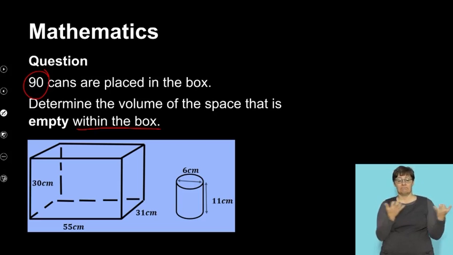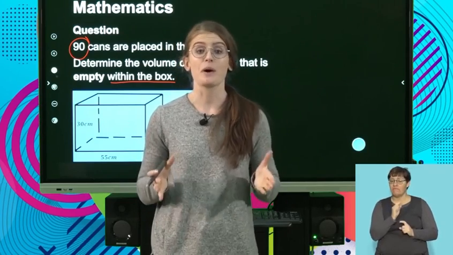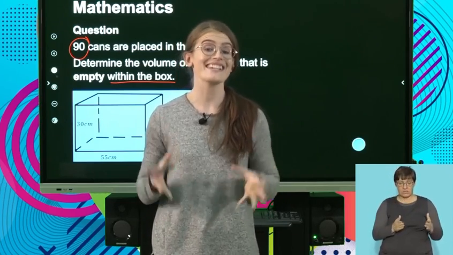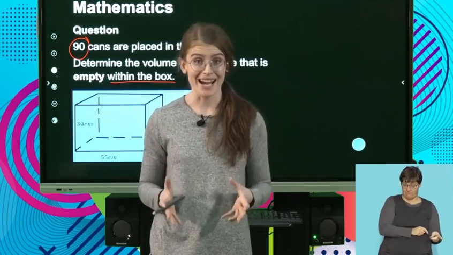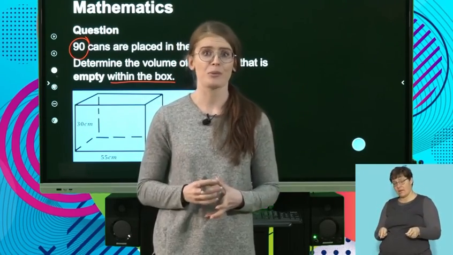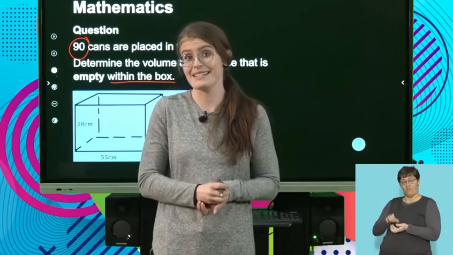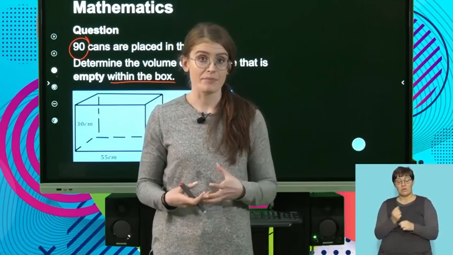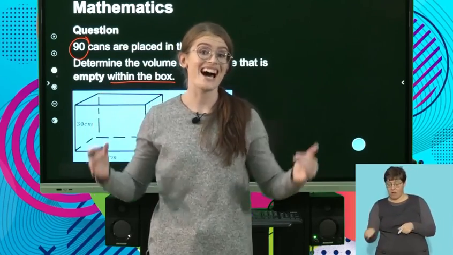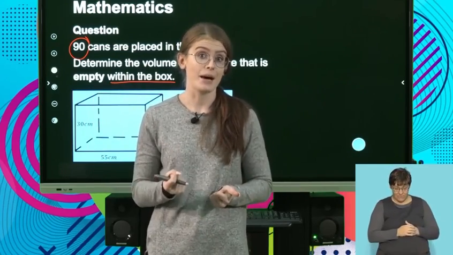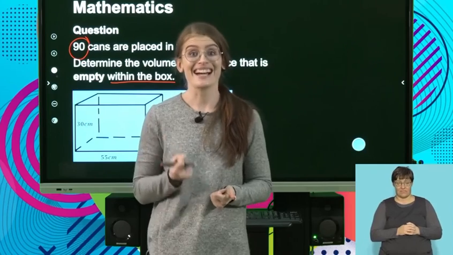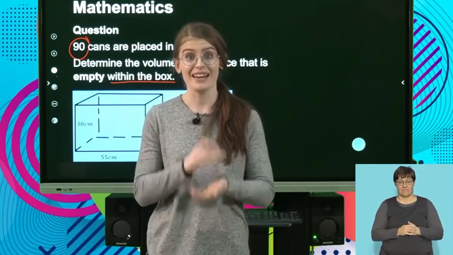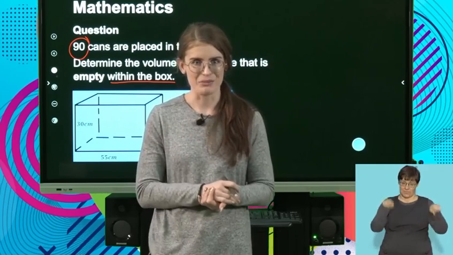If I'm going to calculate the volume of the empty space, I'm first going to have to establish what the actual volume of the box is, and once I've done that, I'm going to have to determine what the volume of one can is, and then multiply that by 90. So the volume of the empty space will be the volume of the entire box, and then I would have to subtract 90 times the volume of the cans. Let's go back to the board.